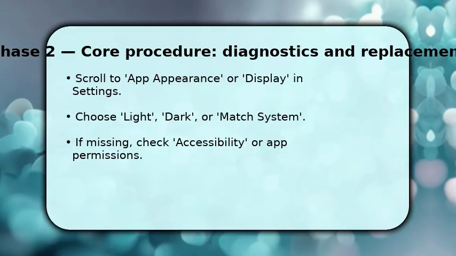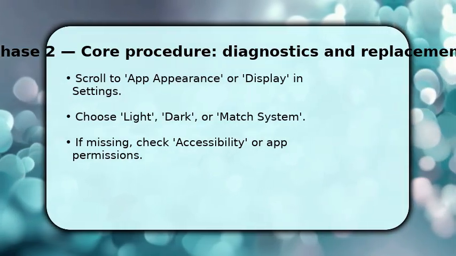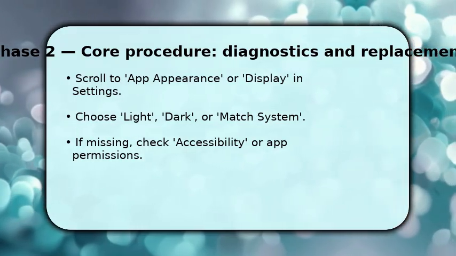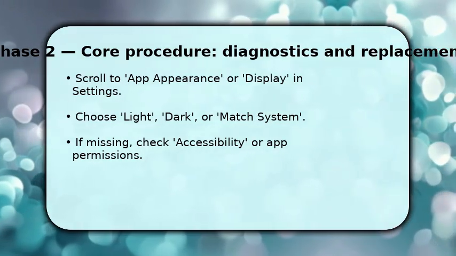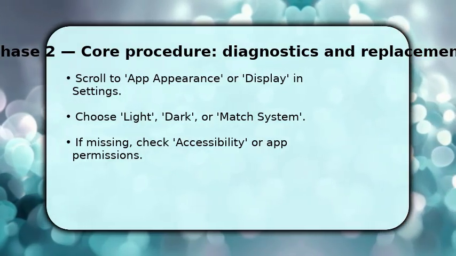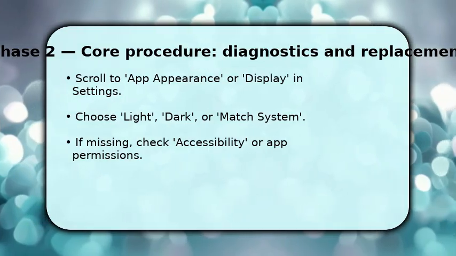You'll see choices like Light, Dark, or Match System. Tap Light to force light mode. If you prefer the phone setting, choose Match System so Snapchat follows your device theme. Make sure to allow any permission prompts. Sometimes accessibility or battery settings override app themes, and adjusting those ensures the change will stick.